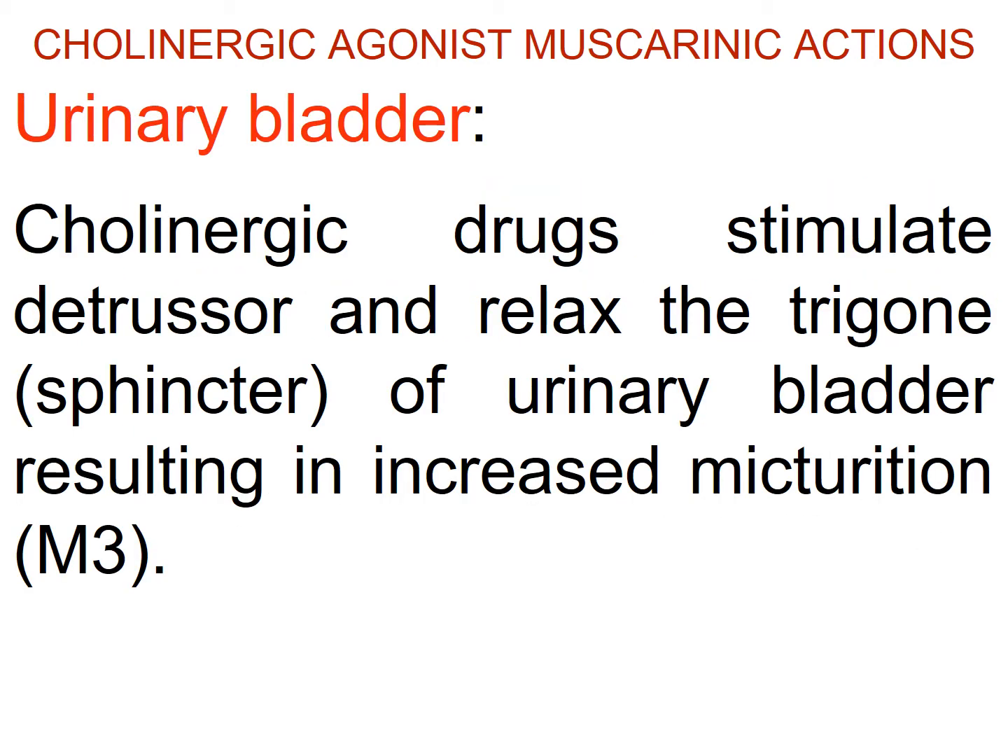Now in the urinary bladder, these cholinergic drugs stimulate the detrusor muscle and relax the trigone, that is the sphincter. Because of contraction of the detrusor and relaxation of the trigone, there occurs voiding of the bladder. So increased micturition is seen, and these actions take place through the M3 subtype of muscarinic receptors.